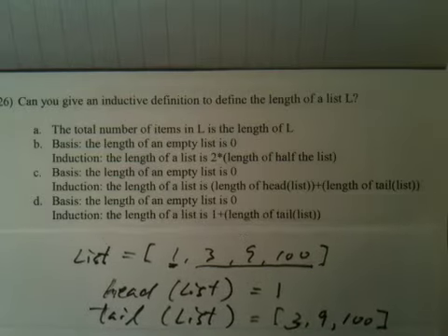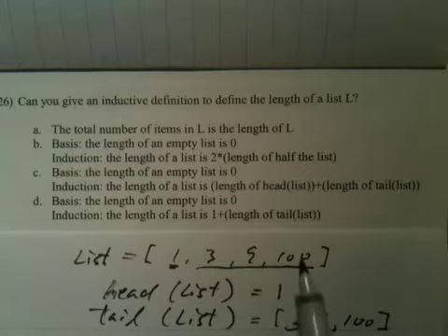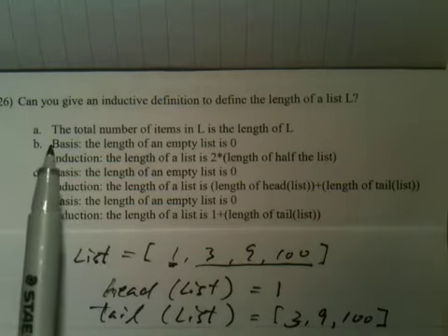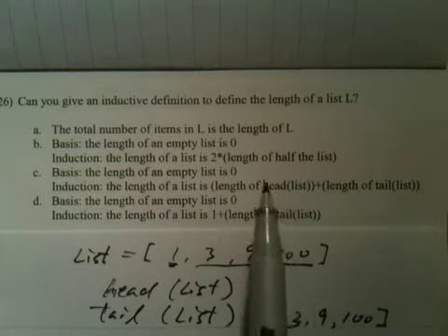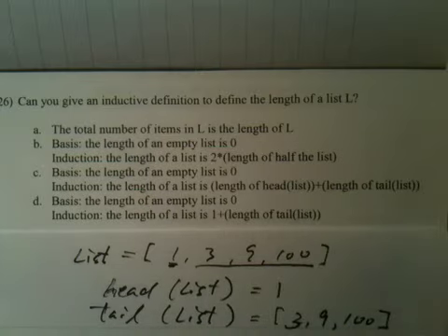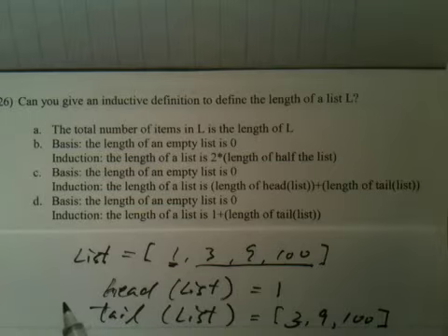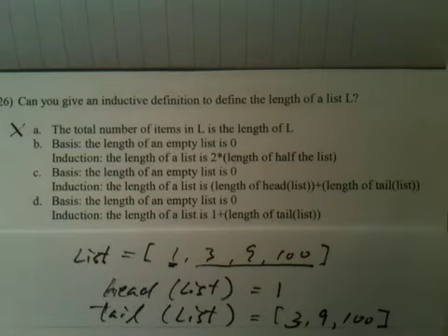Now have a look at the definitions I gave you here. There are 4 definitions, and they have to be inductive type definitions. The first sentence says the total number of items in L is the length of L. It sounds like it makes sense, because if you count 1, 2, 3, 4, you have 4 items, so the length of this list is 4. But it is not correct, because it is not an inductive definition. You didn't use induction.